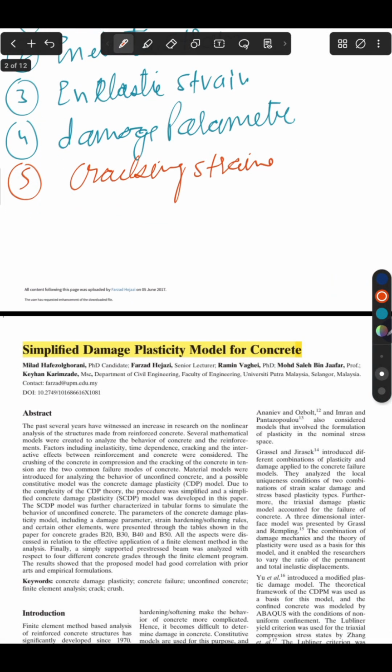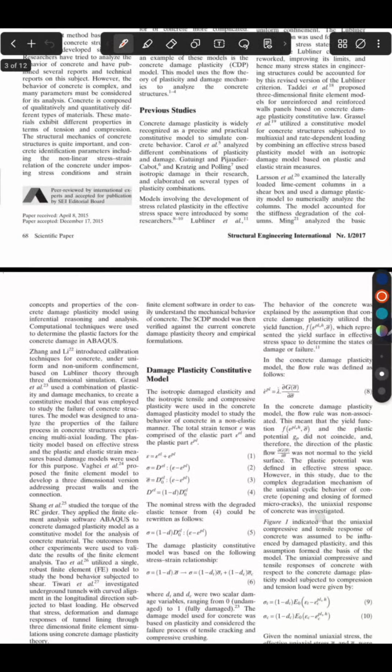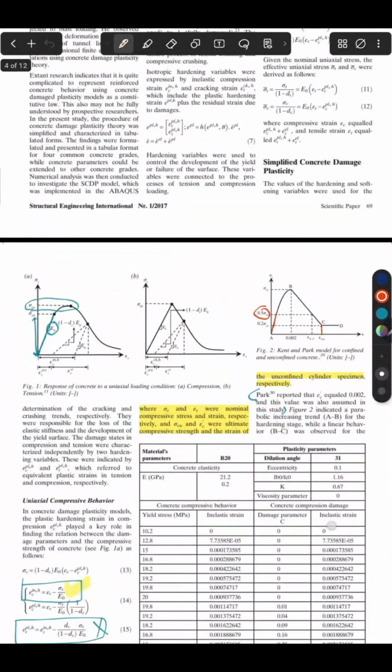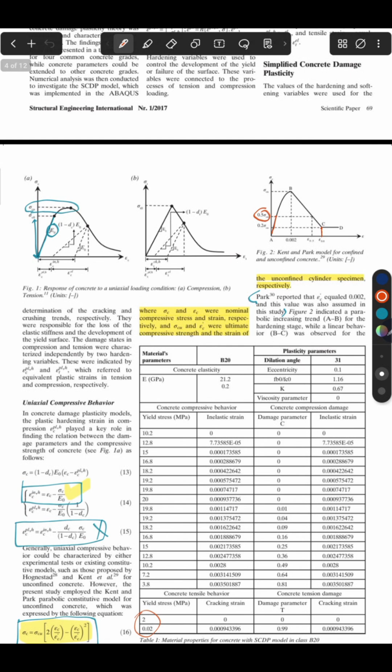First I am using the simplified damage plasticity model for concrete by Milad Hafizul Grami sir. Here he reviewed many models, and from them you can see a new model is developed. First of all, let me clear all this. First of all, we need some formulas.